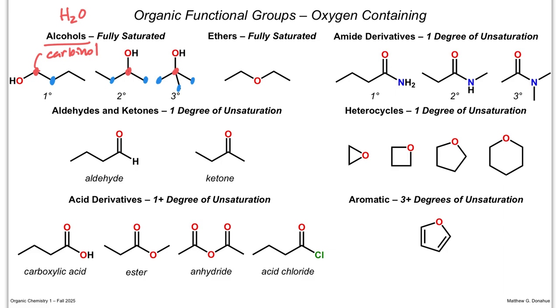So say you take water and then you substitute both hydrogens for carbon. That makes an ether. So here's our oxygen. Moving out from that, we have a carbon and a carbon. In that case, that's called an ether.